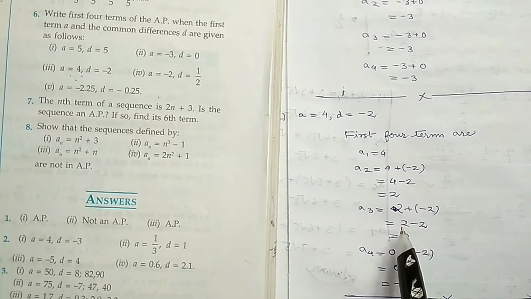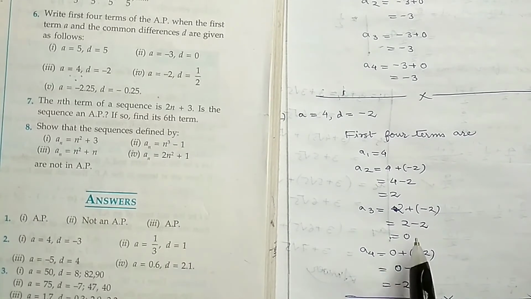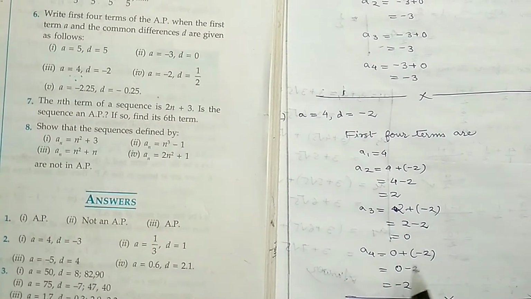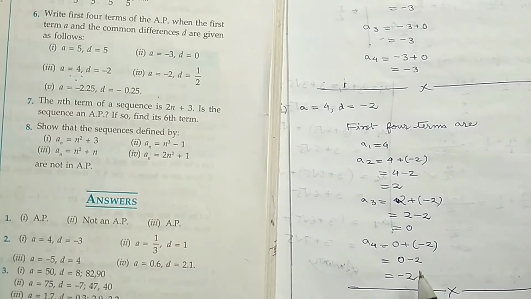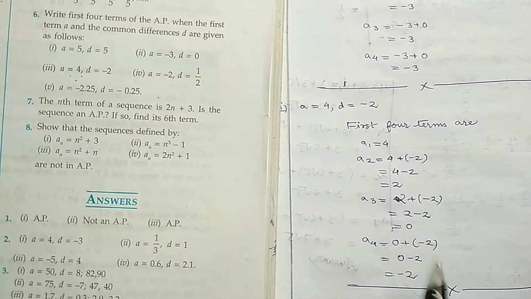Third term will be second term plus common difference. Second term is 2 plus minus minus 2. 2 minus 2, 0. Fourth term will be third term plus common difference. Third term is 0 and common difference is minus 2. So it will be 0 minus 2, minus 2. So first 4 terms are 4, 2, 0 and minus 2.